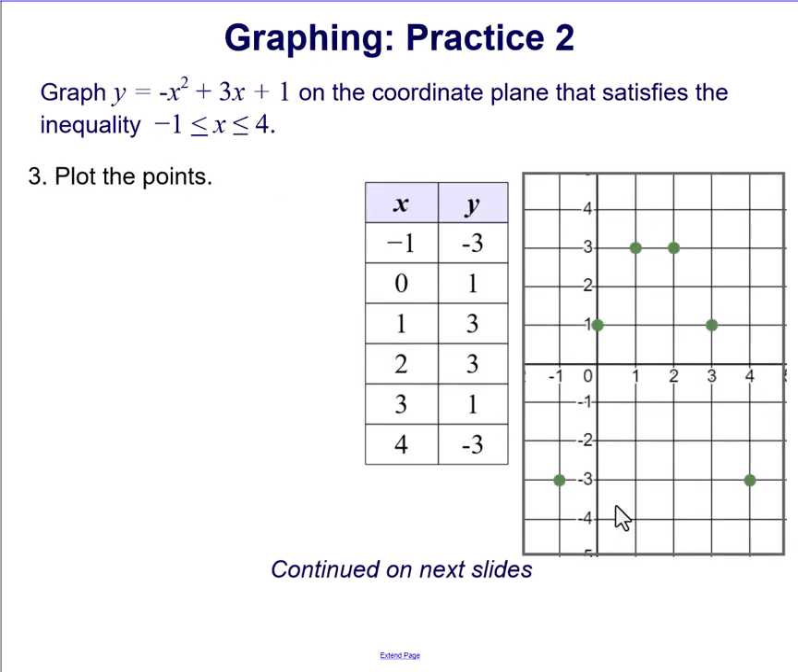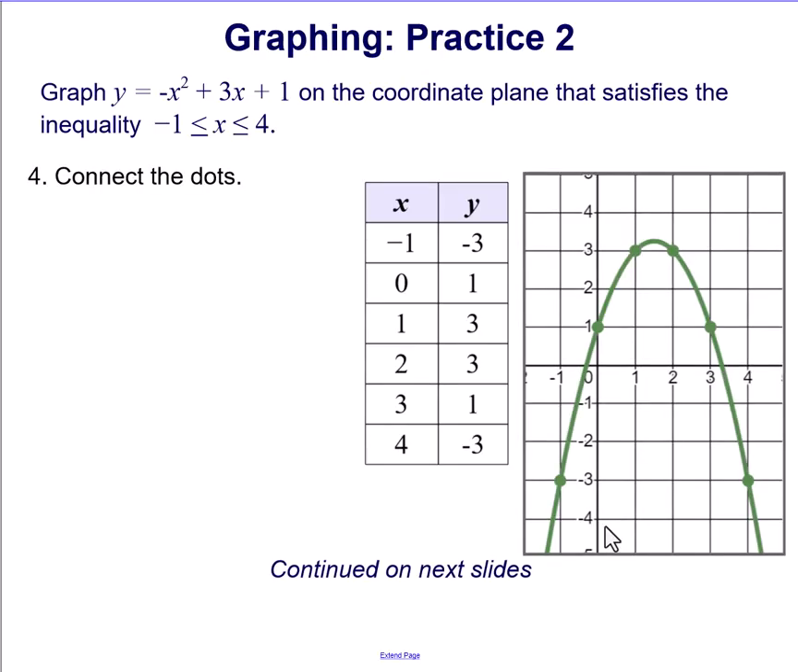Our next step will be to plot the points. So I start with negative 1, negative 3, and that gets plotted right there. I do the same thing for 0, 1, 1, 3, 2, 3, 3, 1, and the final value, 4, negative 3.